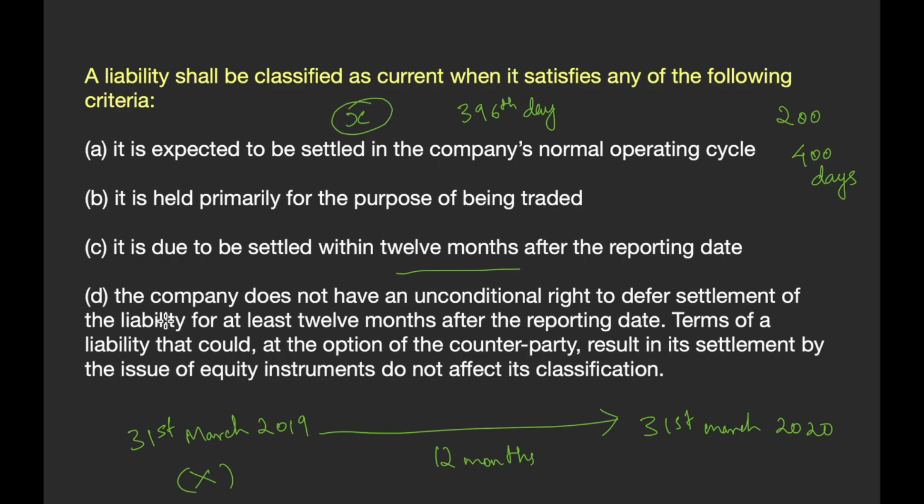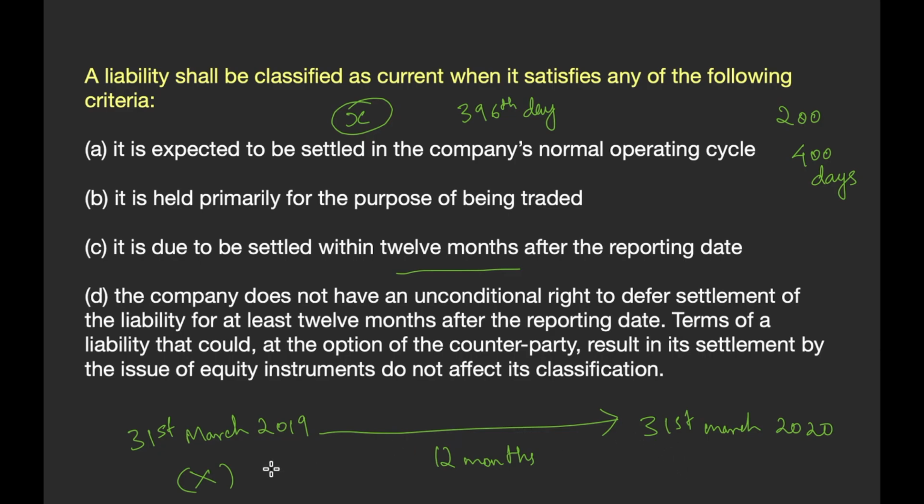Now let's move on to this point. The company does not have an unconditional right to defer settlement of the liability for at least 12 months after the reporting date. What is an unconditional right? An unconditional right is the right which does not have any conditions. So if the company does not have an unconditional right to defer, meaning postpone, the settlement of the liability for at least 12 months after the reporting date. So if a liability is reported on 31st March 2019, and the company does not have an unconditional right to postpone the settlement of this liability for at least 12 months, then this liability can be classified as current liability.